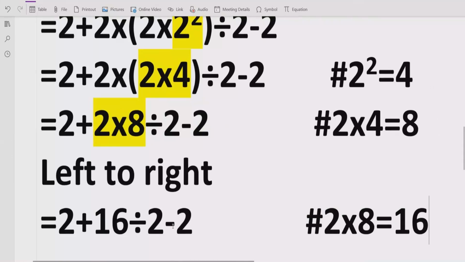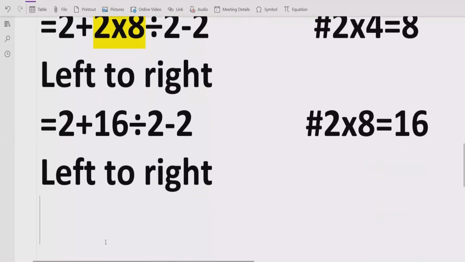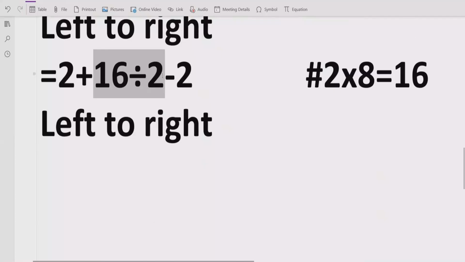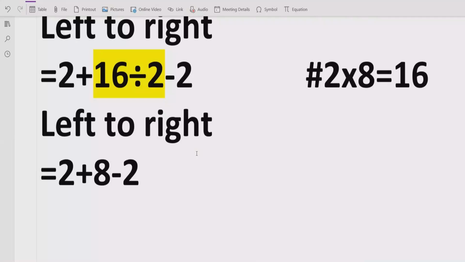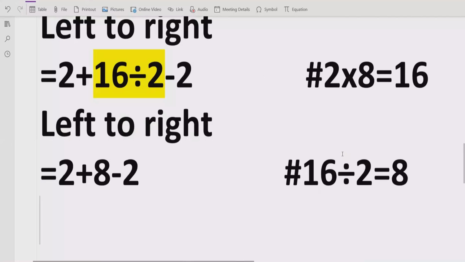Now move forward. We have solved this one. Now we have to go again left to right and find out division and multiplication. So now we have this division which is 16 divided by 2. So we will solve this one. 2 plus 16 divided by 2 becomes 2 plus 8 minus 2. And here we have to give the reference: 16 divided by 2 equals 8.